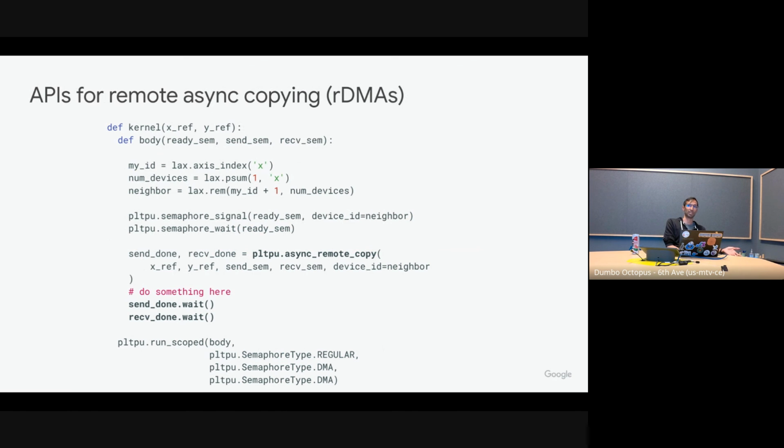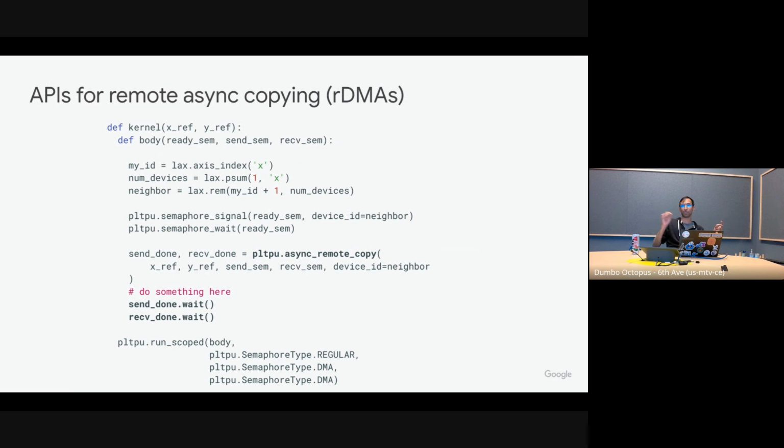And we've exposed essentially the lowest level bit you can use, and that's async remote copy. The idea here is that you again provide two refs, the source ref and the target ref, but the target ref will actually be a ref on another device, and that's specified by a device ID. You can see here that we are doing some normal looking JAX thing where we compute our own axis index, and then we add one to it, and that's getting our neighbor essentially to the right, if you will.